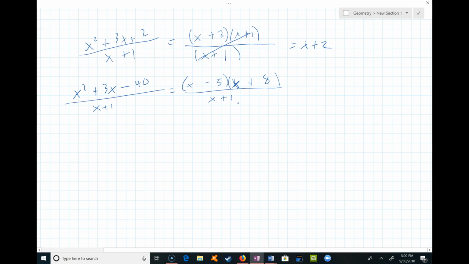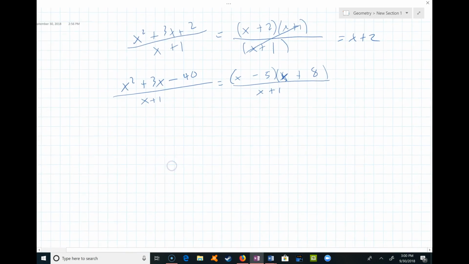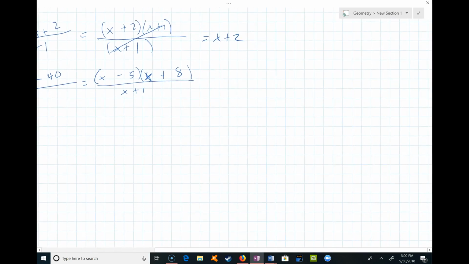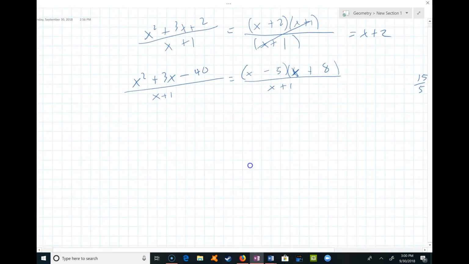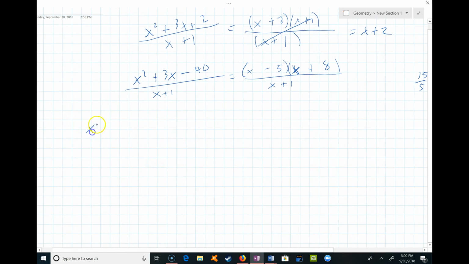So you could say that this is written in simplest form, but another thing we can do is actually divide x plus 1 into the top polynomial and see what remainder we have. It's kind of like writing a mixed number. If I have 15 over 5, I would rewrite that as 3, but if I have 16 over 5, I would rewrite that as 3 1/5, wouldn't I? Because 5 will go into 16 3 times with 1 left over. So we're going to do the same thing here. I'm going to take x plus 1 and divide it into x squared plus 3x minus 40.